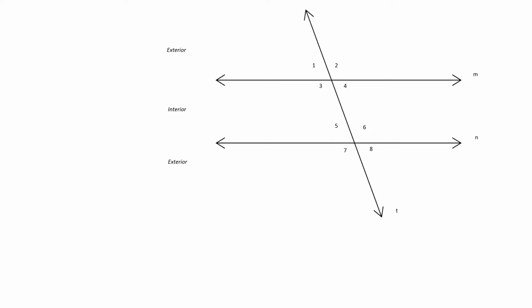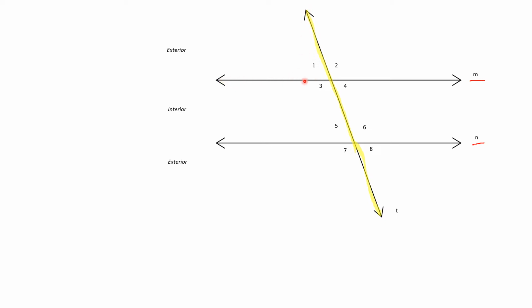So we have here line M and line N, they are our parallel lines. And of course, our transversal line, I'm going to highlight it. This is our transversal line wherein it dissects our parallel lines. Okay, so this one is our transversal line. That's it.